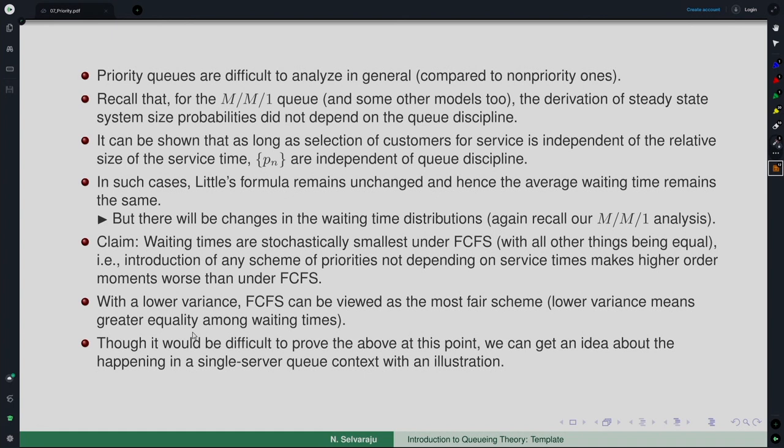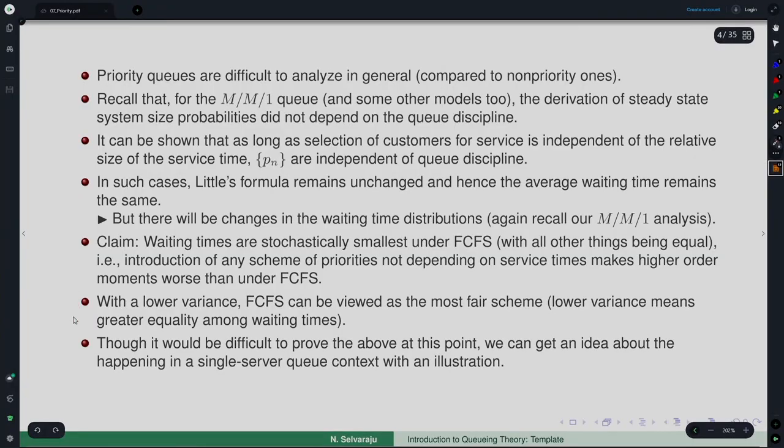So lower variance can also be associated with, in some sense, the fairness of the system, right? Because it is fair to everyone, so that almost everyone gets almost equal waiting time, rather than someone getting 5 time units, someone getting 20 time units, someone getting 10 units, someone getting 13 units. So which is more reasonable is what you are then thinking. You can view it as if it's a more fair scheme, the FCFS scheme, than the other schemes, right?